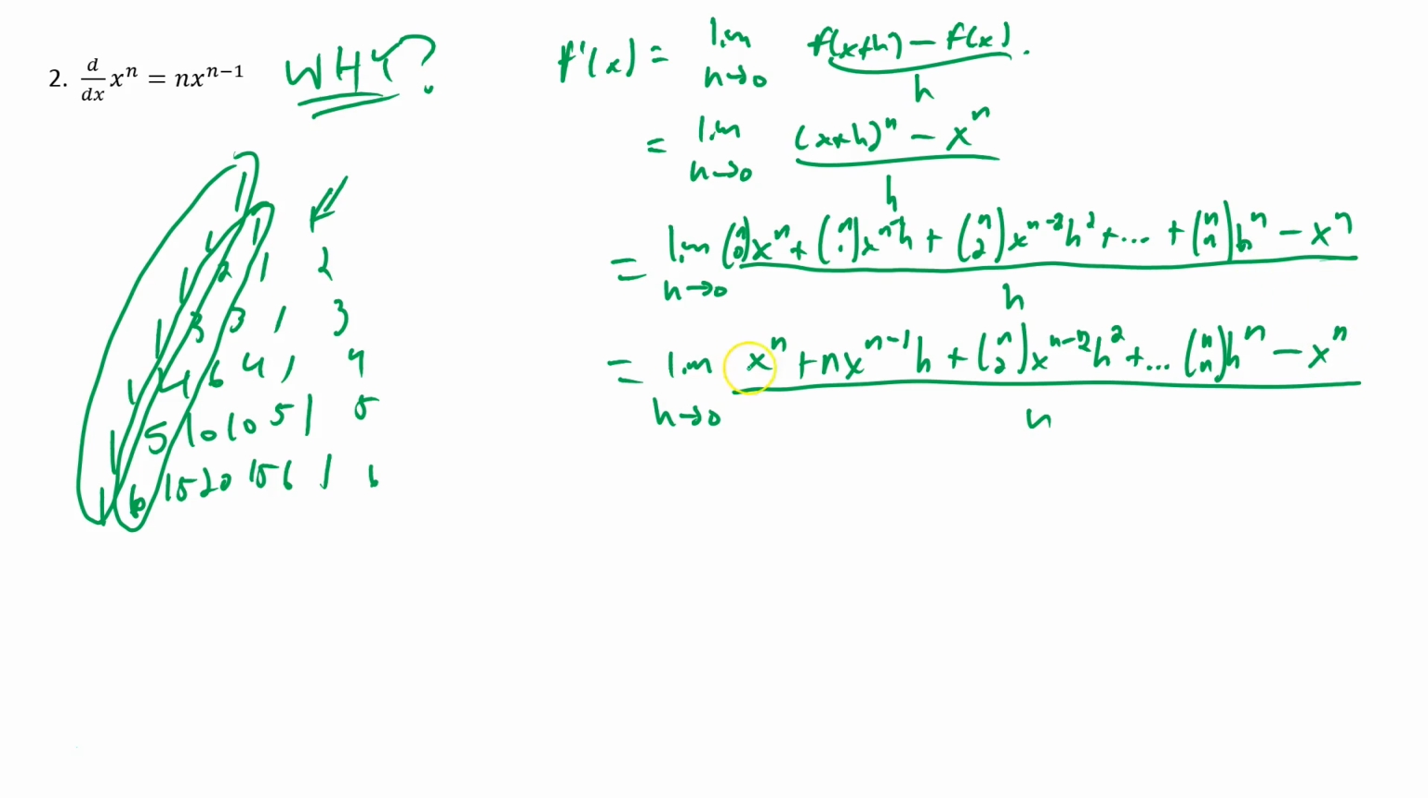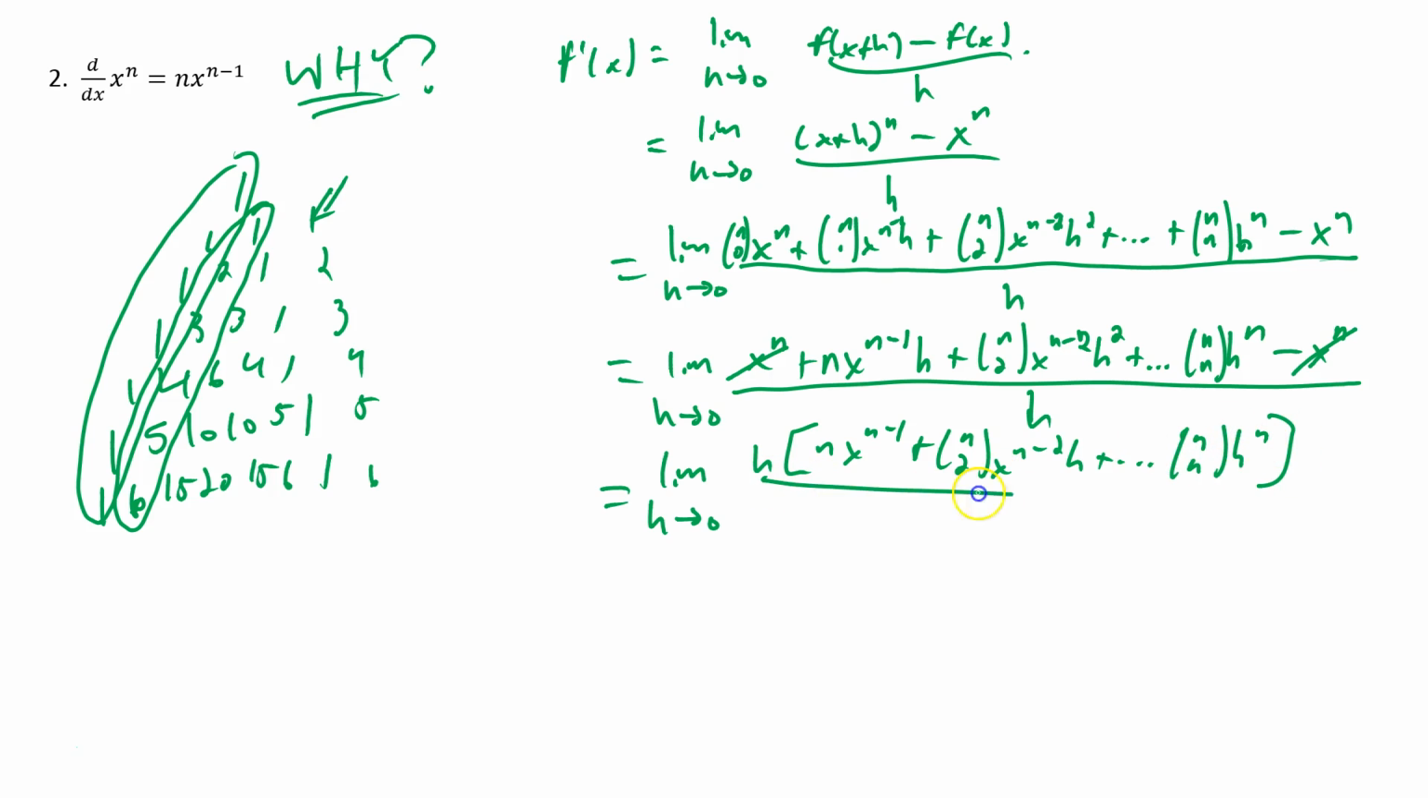Okay, now look, the x to the n's cancel. You may have noticed that with every polynomial that we use, that first term always just goes away, right? So that's gone. And so we have the limit as h approaches 0. And now what you always notice is after that x to the n is gone, you have an h left in every term. So let's factor that out to the front. So we have h times n x to the n minus 1, plus n choose 2, x to the n minus 2, h, and that's going to keep going until we have n choose n, h to the n. That's all divided by h. So we canceled against that h, thank goodness.